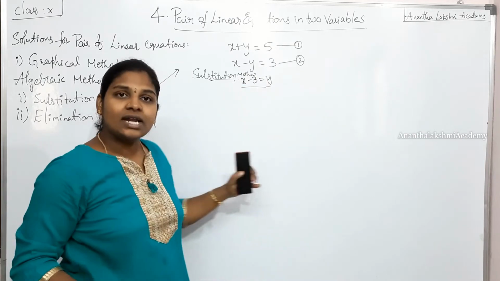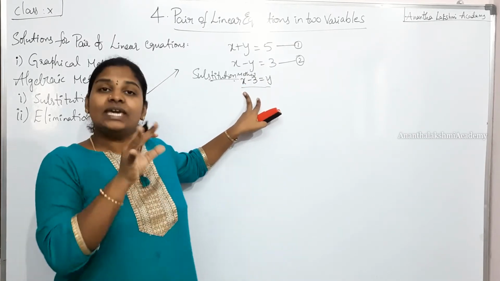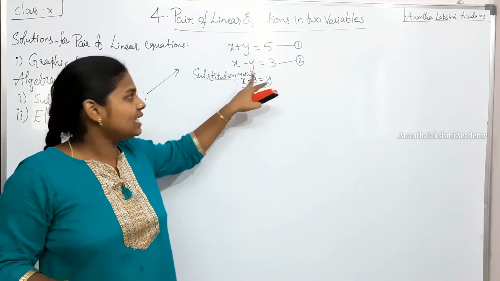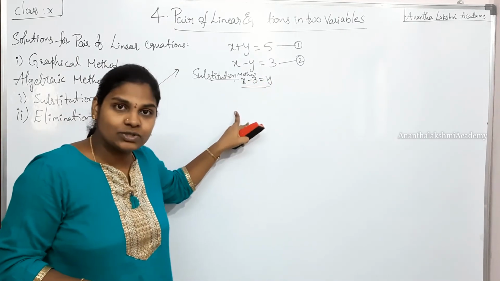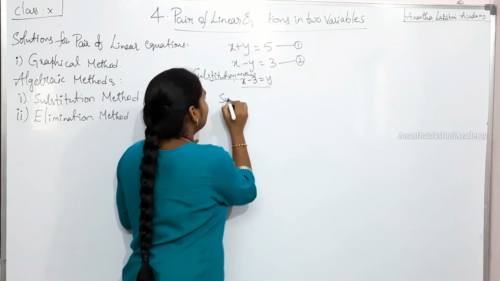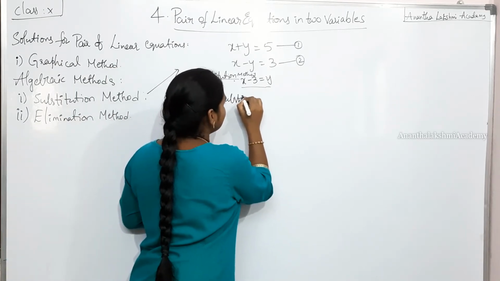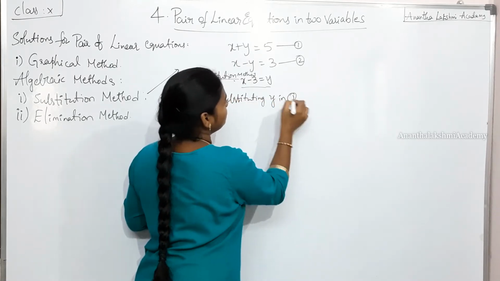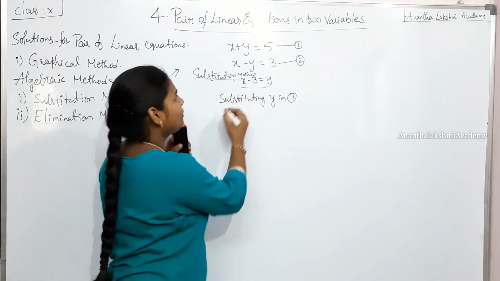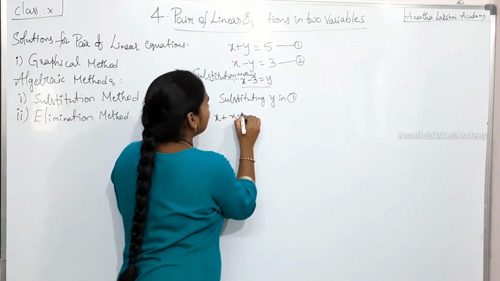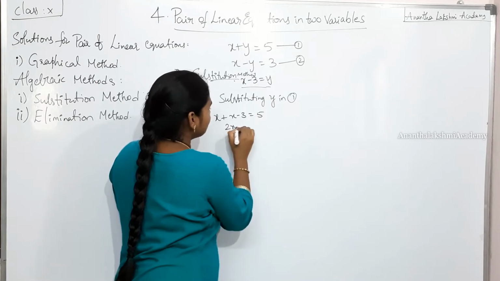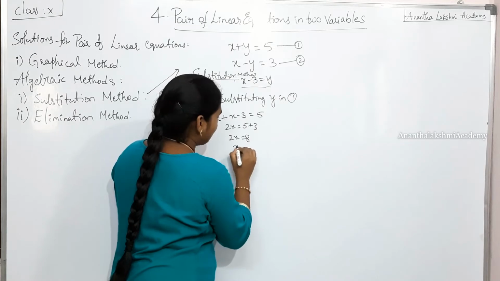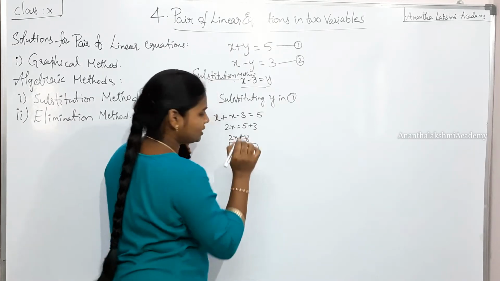So what happens here now, from one of the equations we get to figure out one variable in terms of the other variable. See, here I got y in terms of x. Now substituting, as the name suggests, substituting y in one of the equations, I am going to substitute it in 1. So what happens? x plus y, which is x minus 3, is equal to 5. 2x is equal to 5 plus 3, the 3 goes to the other side. 2x is equal to 8 and x is equal to 4. 8 by 2 is 4.